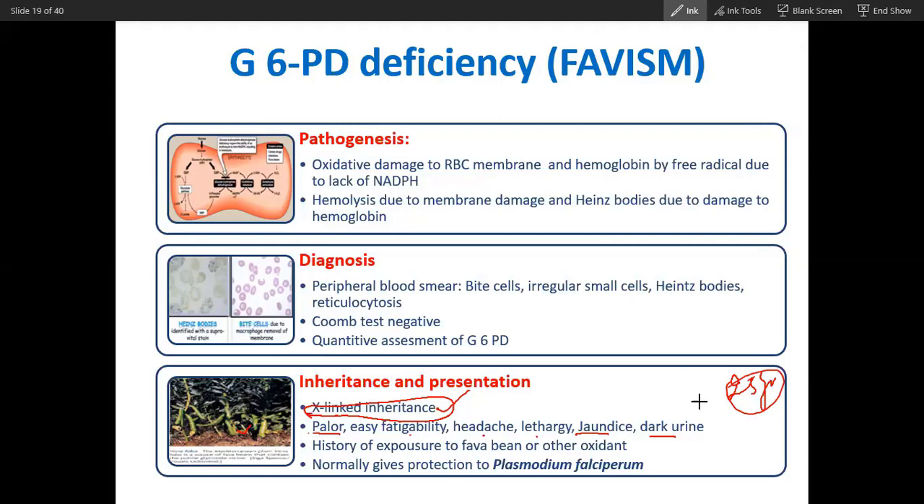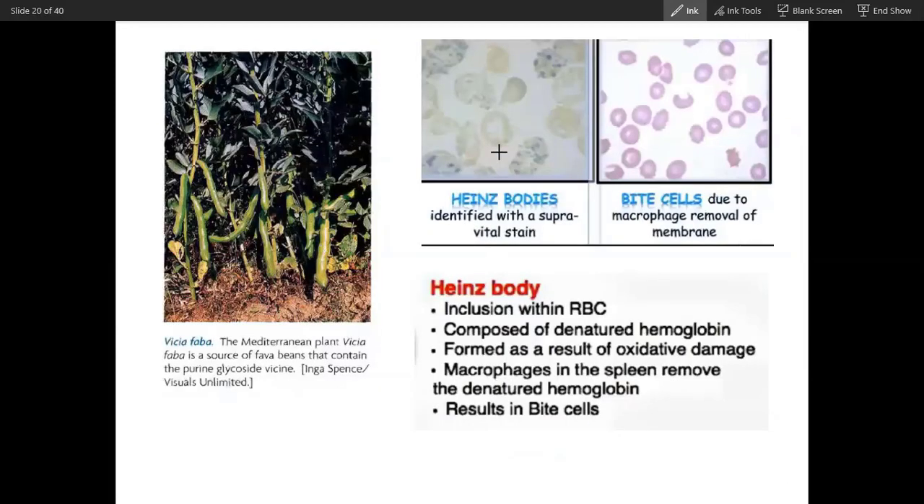Because of the episodic presentation, the patient presents in an episode when exposed to a high oxidant. So this is all about G6PD deficiency. You can see the fava bean and Heinz bodies on the large slide. Heinz bodies are inclusions within the RBC composed of denatured hemoglobin, formed as a result of oxidative damage, and macrophages in the spleen remove this denatured hemoglobin. So there will be damage to this RBC, and hemolysis will happen inside the spleen.